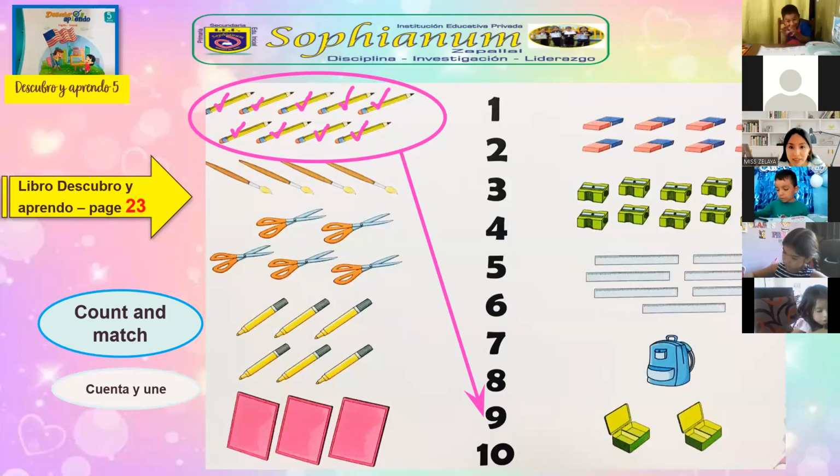Cuenten en inglés y unan con diferentes colores. Si se cierra Zoom, chicos, vamos a volver a ingresar, ¿ok? Va a terminar el primer tiempo de Zoom. Ustedes saben, si se cierra este tiempo de Zoom, volvemos a ingresar, ¿ok? So, let's continue. Count.